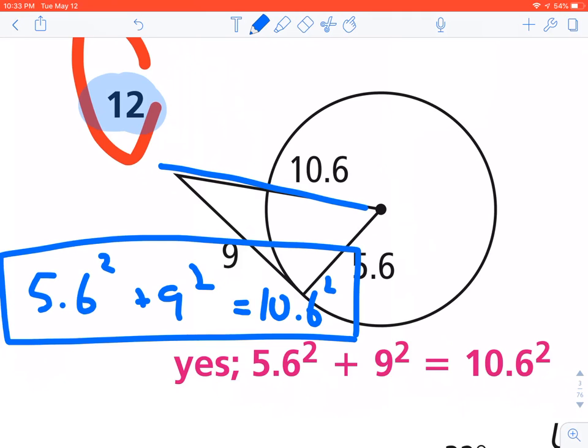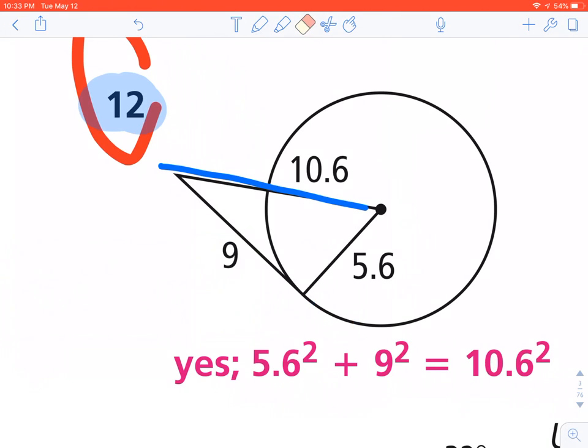And again, you're just asking, is the line tangent, which is asking you, is this a right angle or not? And you find that out by testing to see if this creates a right triangle. Okay?